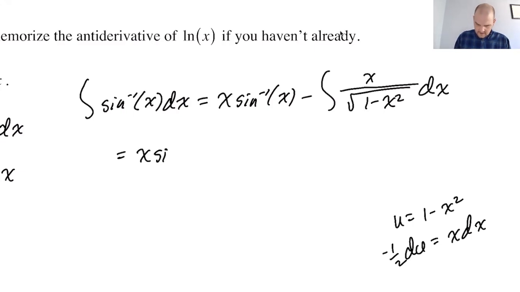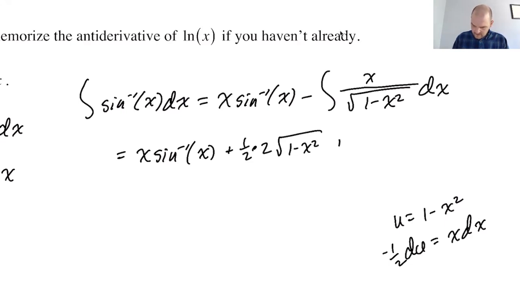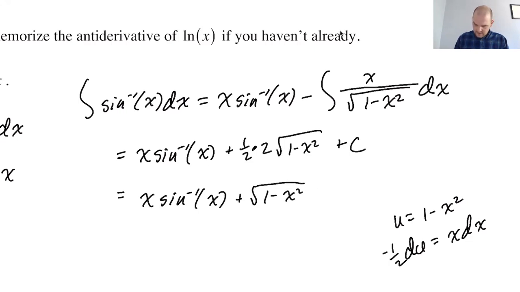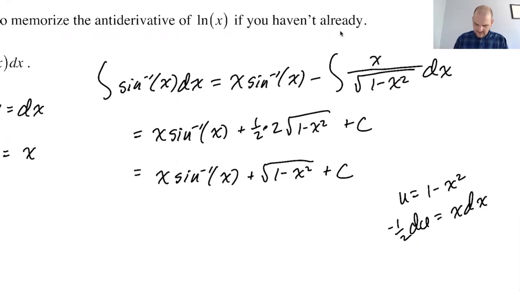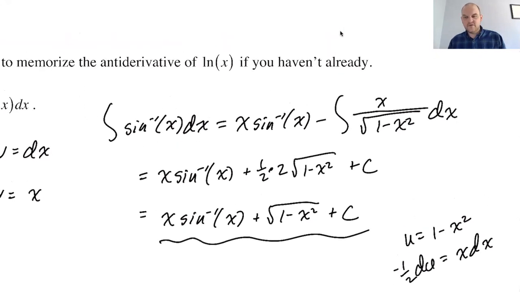So x sine inverse of x. But what I'm going to do is a little dangerous, right? So there should have been a negative 2 on the top. So I'm going to put a negative 1/2, which gives me a plus 1/2 because minus negative 1/2. And then it's u to the negative 1/2. So plus 1 times the reciprocal is 2 square root of 1 minus x squared, then plus c. So let's write our final answers. X sine inverse of x plus square root of 1 minus x squared plus c. So this is the antiderivative of arcsine.